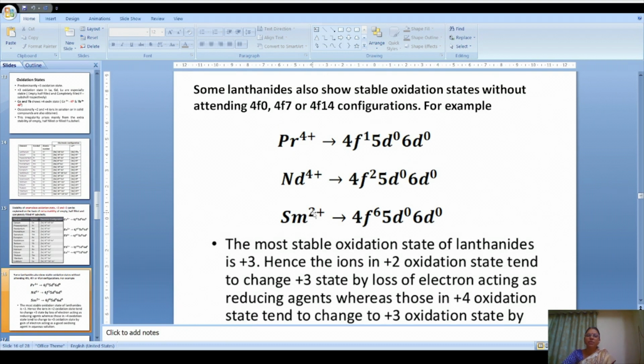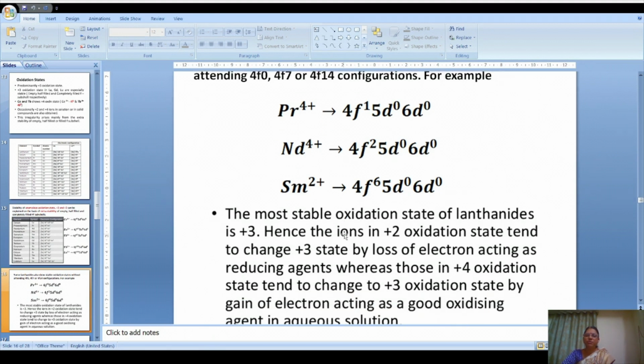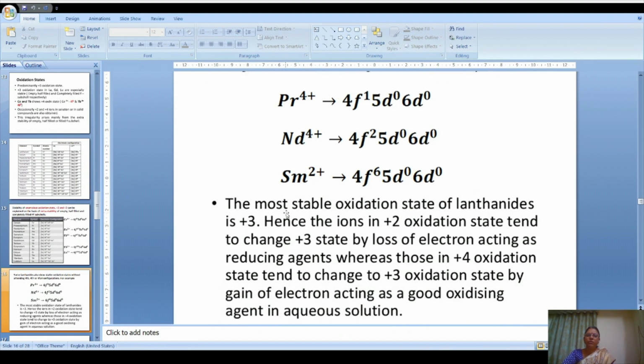So the stability of these oxidation states is not decided by the extra stability due to completely filled, empty, and half-filled f subcells, but some other factors are responsible for that. Now the most stable oxidation state of lanthanides is +3. So ions in the +2 state and +4 state are less stable.